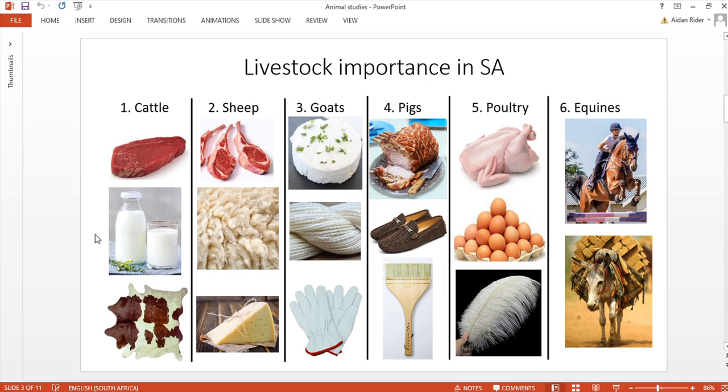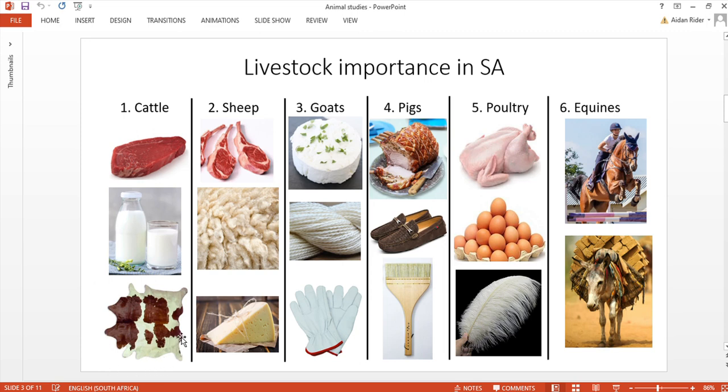So we do have certain dairy cattle. We get milk from them that we can drink, we can make cheese from, we can make yogurt and so on. So these products can be used for something else. Then thirdly, we actually use the hides of the cattle. This is an Nguni hide, so we can make leather from it. We can make handbags, shoes, so many other products from the leather.